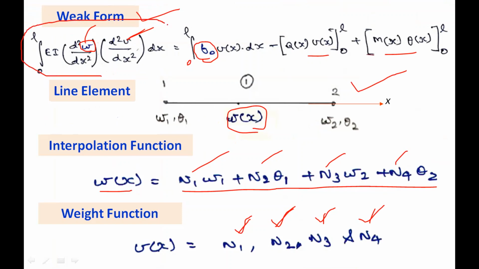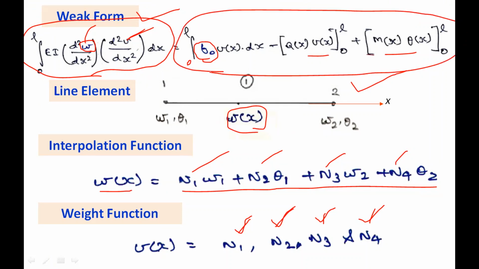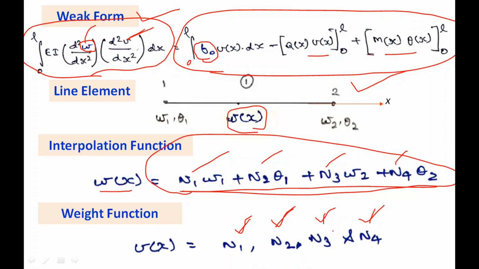This left hand side part is going to give the stiffness matrix of the element characteristic equation. The right hand side we are going to get the force matrix. I will tell you how to formulate the stiffness matrix and the force matrix for the beam element. In case of the stiffness matrix, the size of the stiffness matrix is going to be a 4 by 4 matrix. How? When you substitute the W of x is equal to this expression, and weight function as n1, n2, n3, n4, we get 4 simultaneous equations, and for each equation we have 4 parts: n1 w1 plus n2 theta 1 plus n3 w2 plus n4 theta 2.